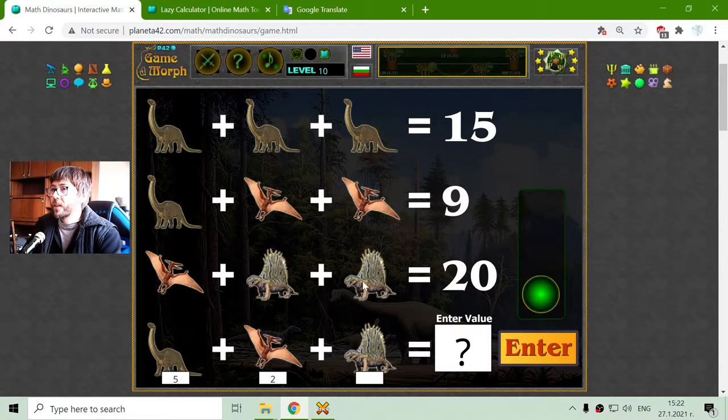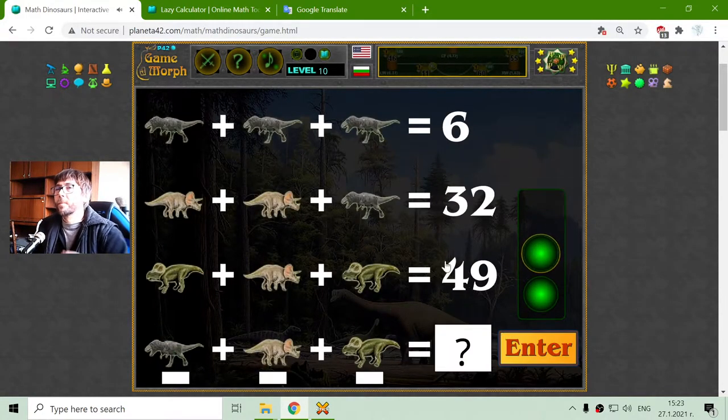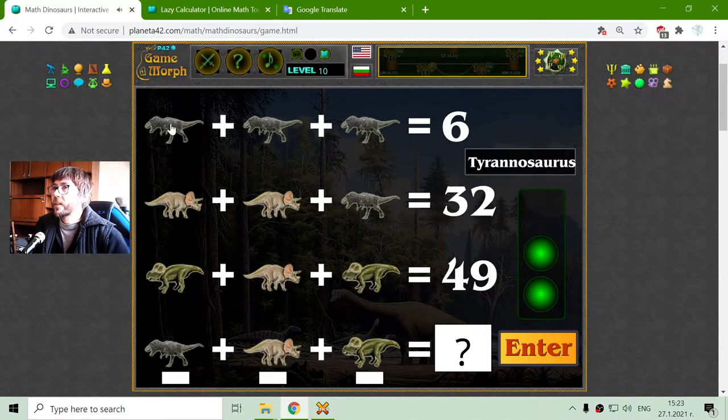Okay, back to the math. I will subtract 2 from 20, which will equal 18, divided by 2, 9. So we have 14 plus 2. That should be what? 16? Correct.